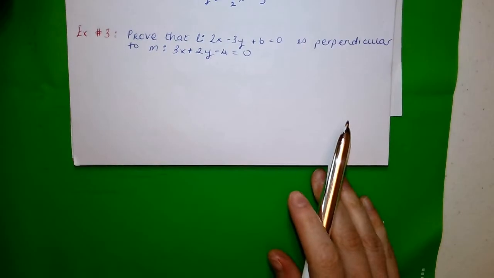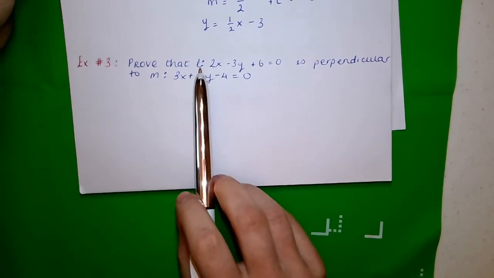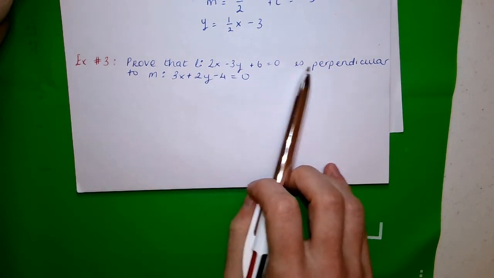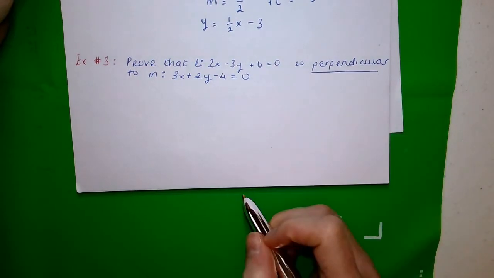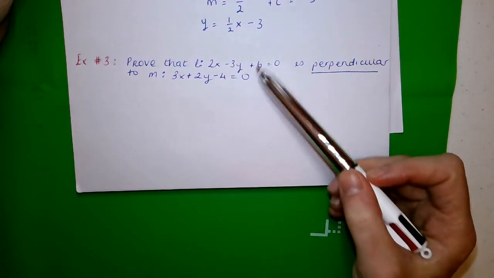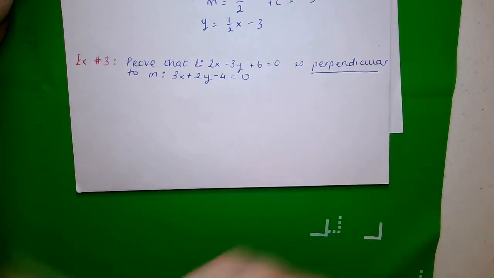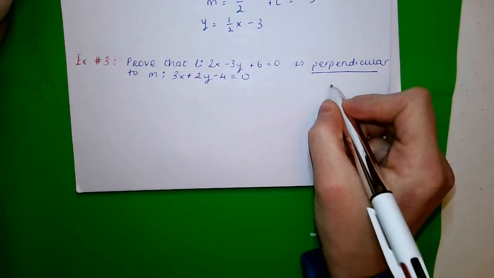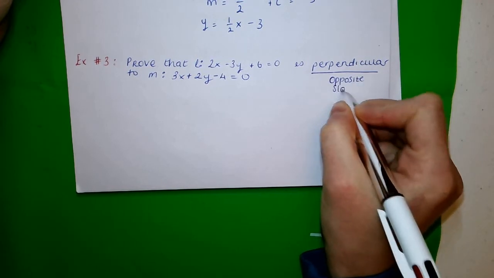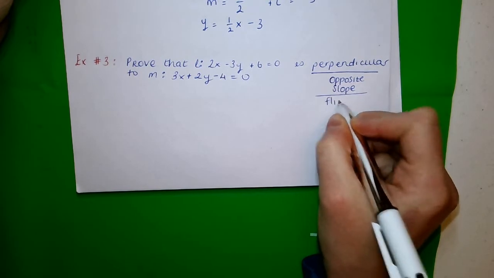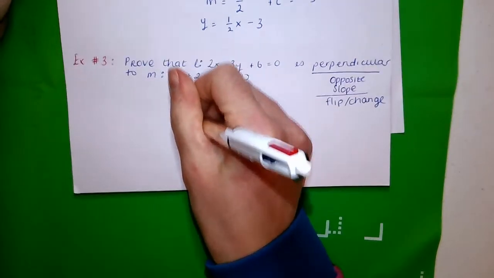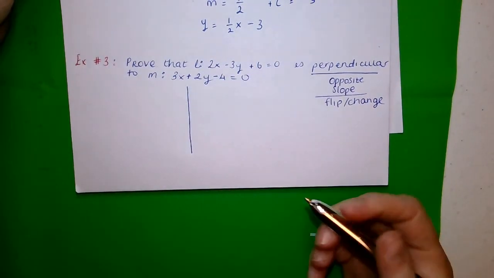Okay, and finally, it says in this question, prove that the line L, 2x minus 3y plus 6 equals 0, is perpendicular to M, which is 3x plus 2y minus 4 equals 0. So what they've asked us here is to prove that these two lines are perpendicular. Now, in the previous videos we learned that perpendicular lines have opposite slopes. If you remember, you flip and change the sign. So what we need to do here is find the slope of both of these lines, and we want to show that they're actually opposite.